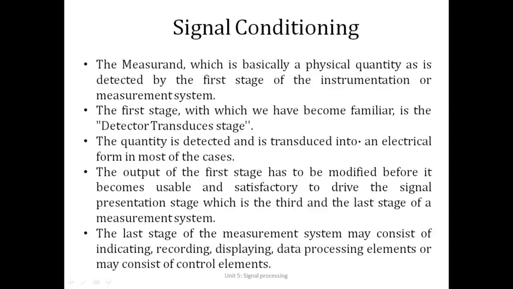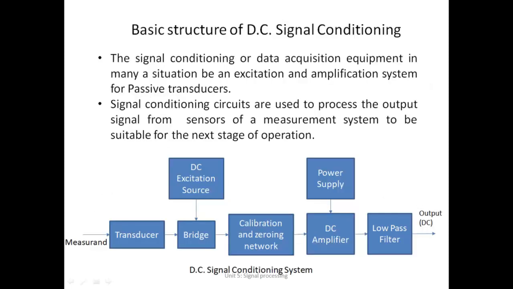So basically the whole lot of steps that are involved in between, from the stage where it is converted into an electrical energy till the final display, all these stages in between, they are actually called signal conditioning. So that includes filters, amplifiers, modulators, etc. They are all involved in between, and then you get the final data at the display device. So just to give you a brief introduction, the basic structure of DC signal conditioning or data acquisition equipment in many situations is an excitation and amplification system of passive transducers.